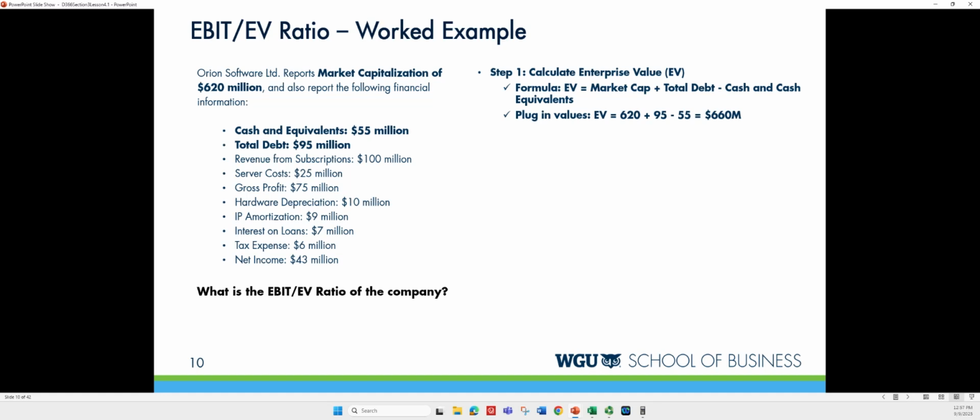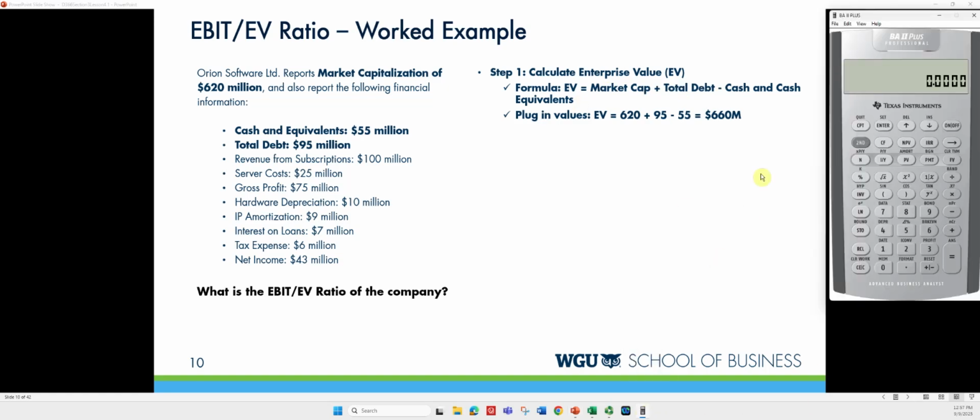And we know that the formula is the market capitalization plus total debt minus cash and cash equivalents. So let me pop the calculator up here. So we have to identify the relevant information. Now, we're given the market capitalization of $620 million, so we can enter that directly in our calculator. Okay. The next thing we need is the total debt. And it says our total debt is $95 million, so we're going to add that.